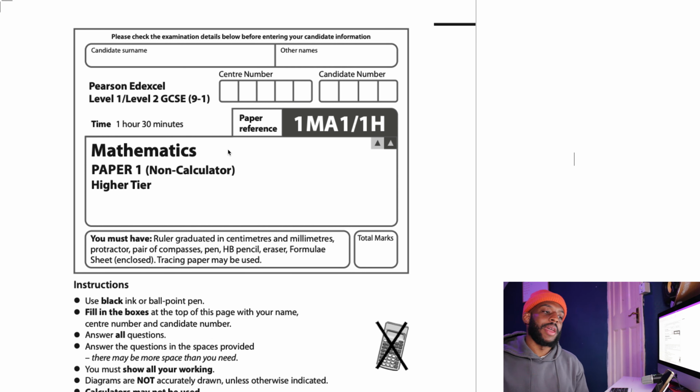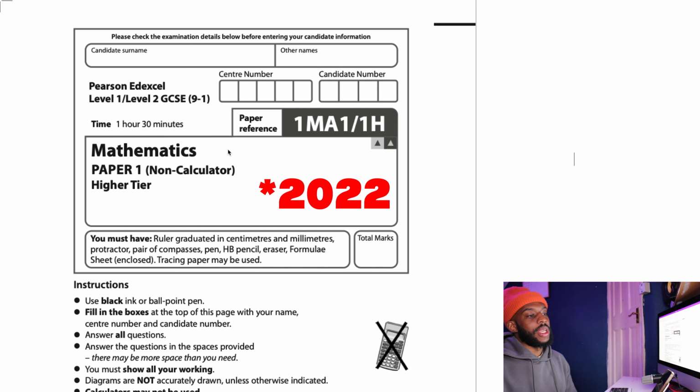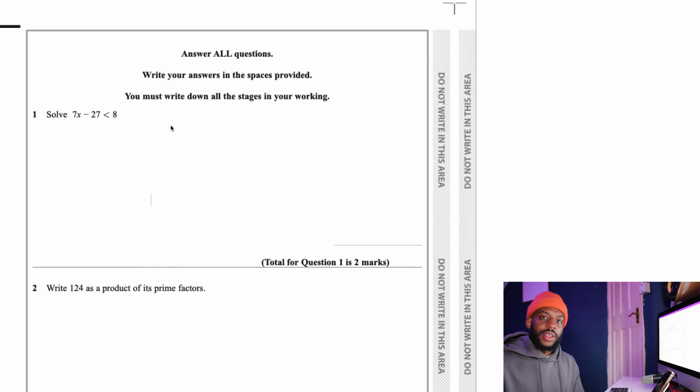Today we're going to be going through a paper one, and it's going to be the May 2020 paper. Let's get into this. In this question, we're going to be looking at solving inequalities.